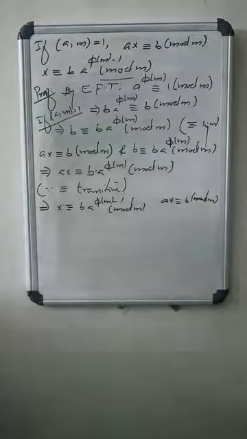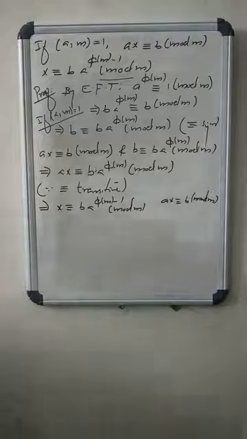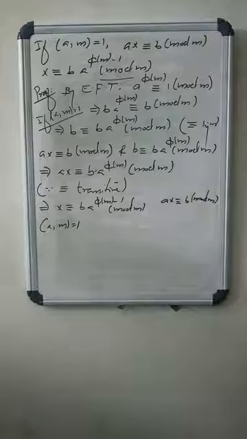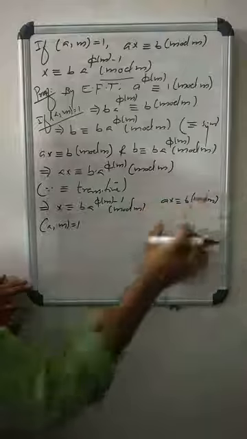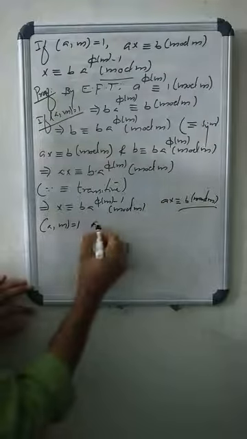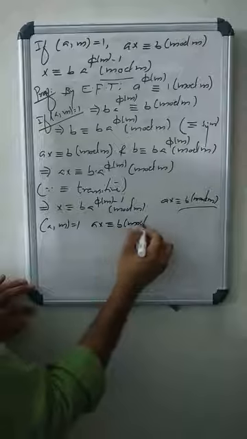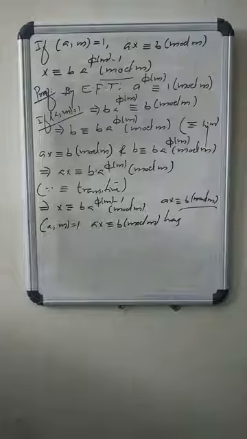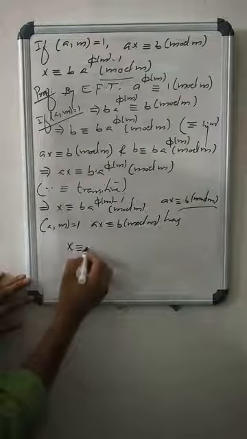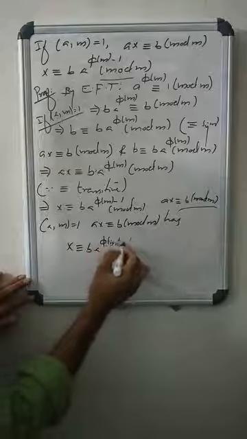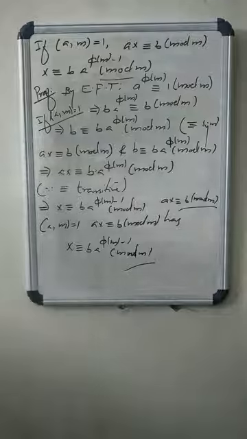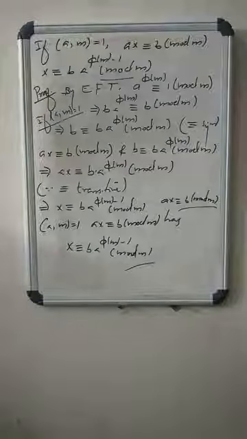Therefore, since a and m are relatively prime, according to the previous result, the linear congruence ax congruent to b mod m has a unique solution. That solution is x congruent to b a^(phi(m) minus 1) mod m. Agreed? So this is the result. Enough.